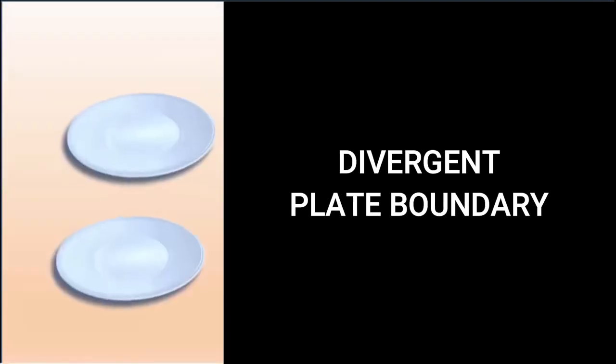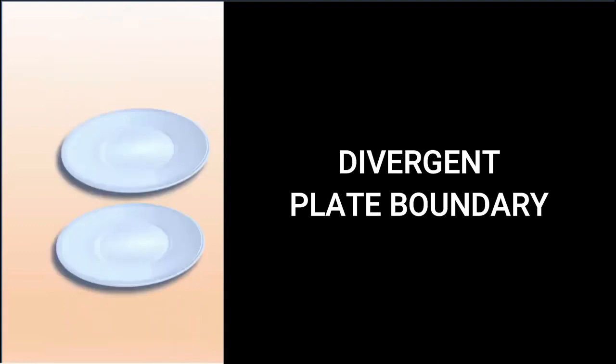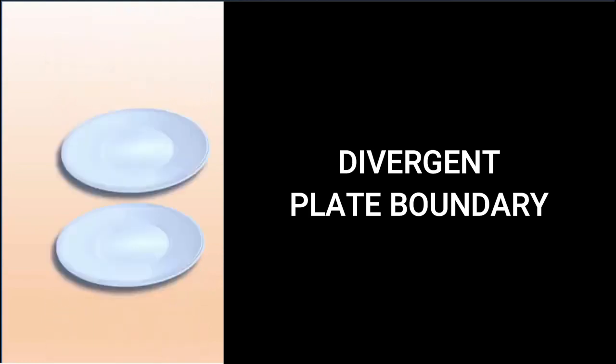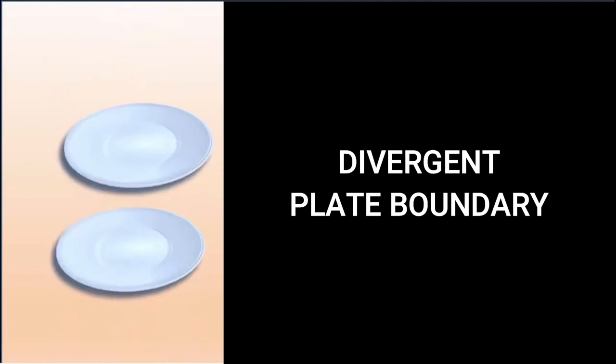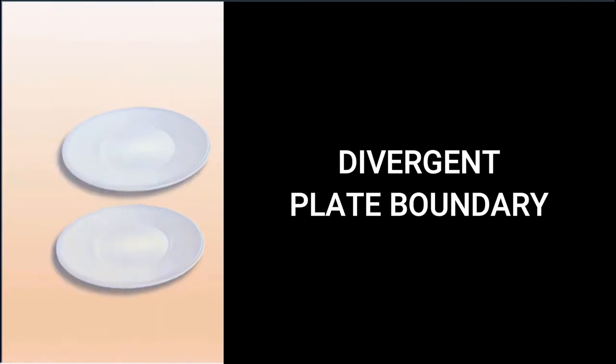The second one, the divergent plate boundary, refers to a boundary where plates move apart. This kind of plate boundary is also known as a constructive plate boundary. The Great Rift Valley and mid-oceanic ridges are examples of landforms of this kind of plate boundary.